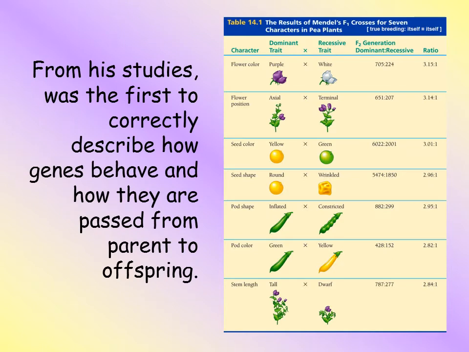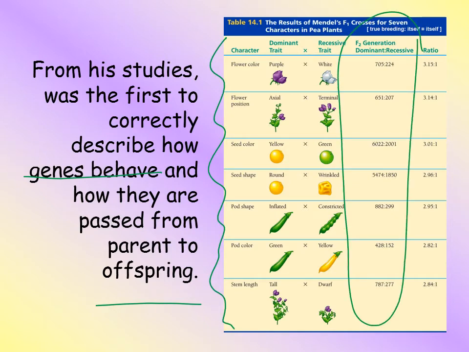So he basically studied thousands and thousands of pea plants, and he was the first to correctly describe how genes behave and how they're passed from parent to offspring. And he did all this by basically looking at his data. And so here's all the different things he was looking at in the peas, and here's the numbers of plants. And he noticed commonly that, hey, a lot of times I always get these very similar ratios, 3 to 1. And so he started wondering about that and trying to explain it.